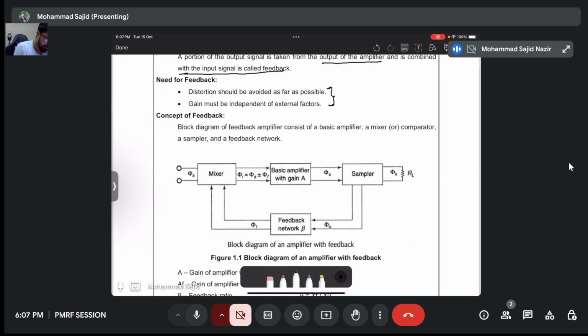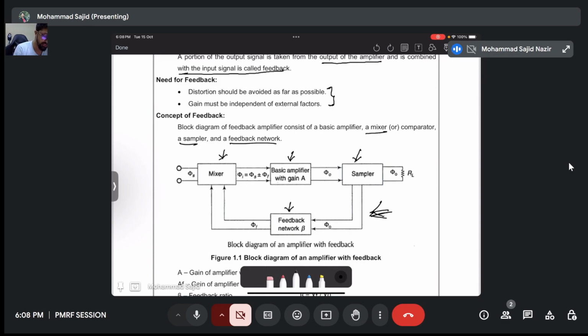This is the basic block diagram of the feedback amplifier. So here we have three components. One main is my amplifier, one is the sampler, one is the mixer, or comparator, and a feedback network. So these are the main components of the feedback amplifier.